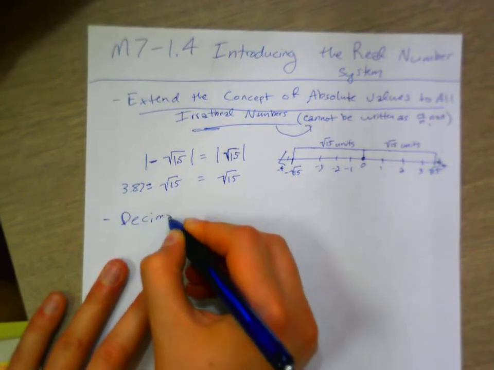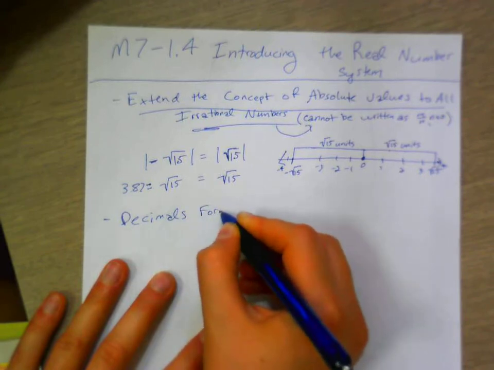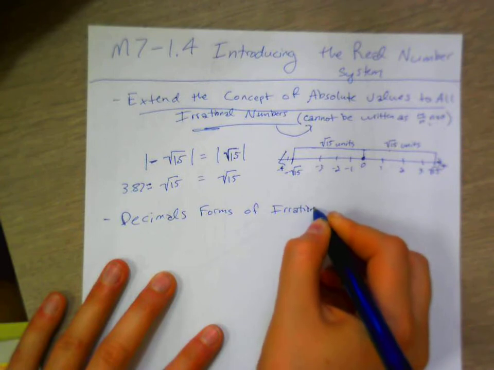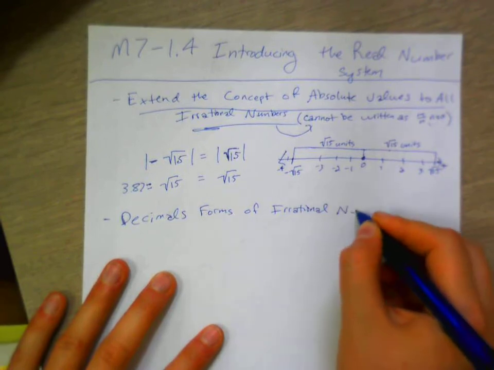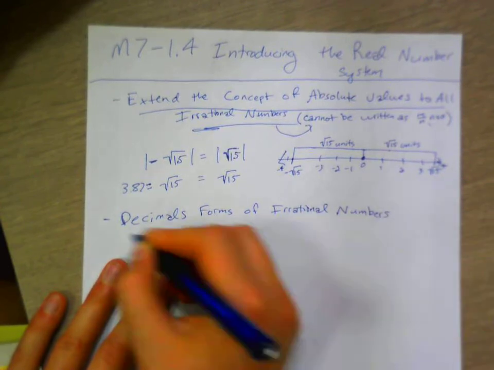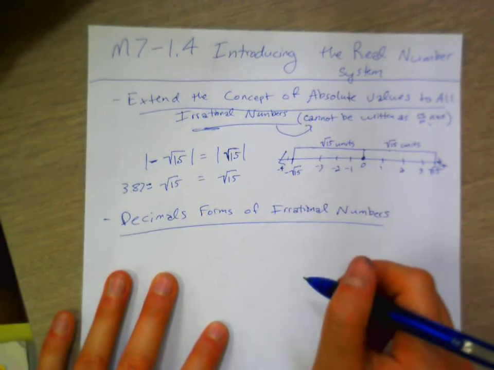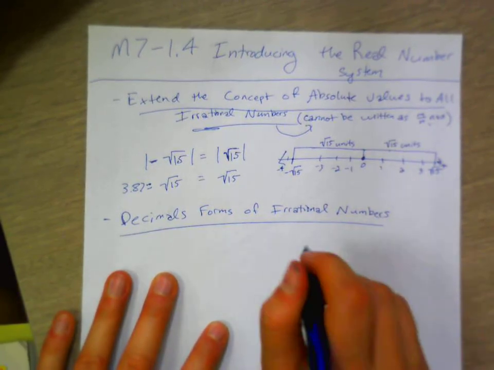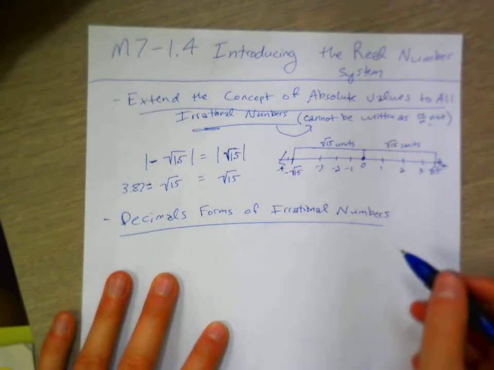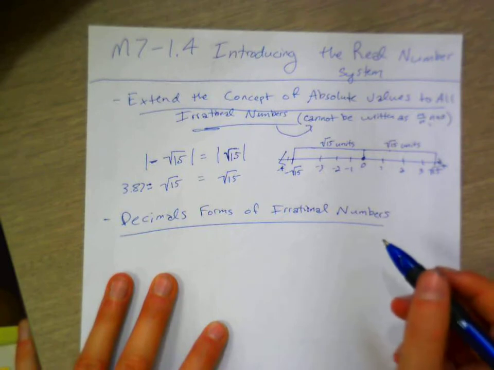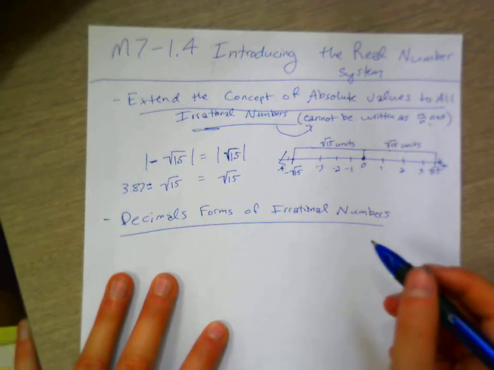Now let's do the next section, decimal forms of irrational numbers. You have seen that rational numbers can be written as terminating or repeating decimals. It can be shown algebraically that every repeating decimal is also a rational number. All non-terminating and non-repeating decimals are irrational.